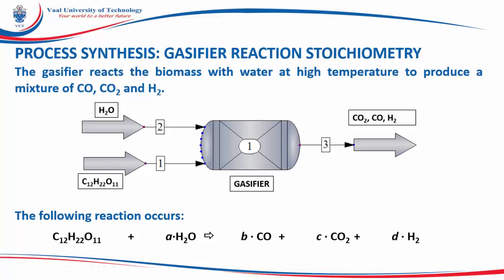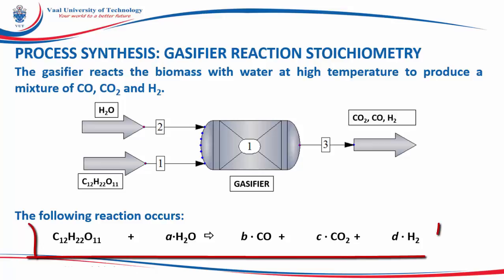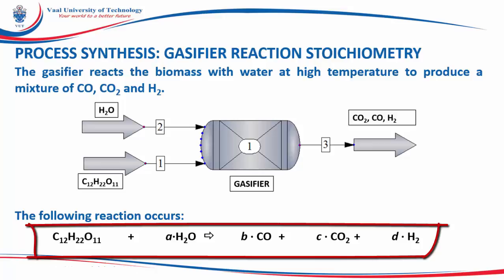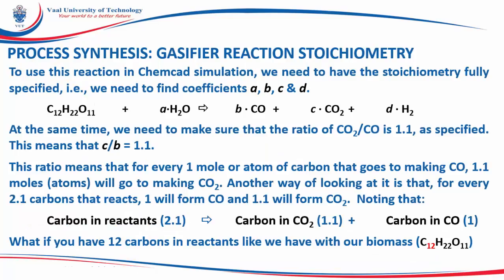The gasifier reacts biomass with steam at elevated temperatures to produce a mixture of carbon monoxide, carbon dioxide, and hydrogen, which is the raw syngas. The reaction given below here occurs, where biomass reacts with steam to form CO, CO2, and H2. To use this reaction in Chemcad simulation, we need to have the stoichiometry fully specified, that is, we need to find coefficients A, B, C, and D.